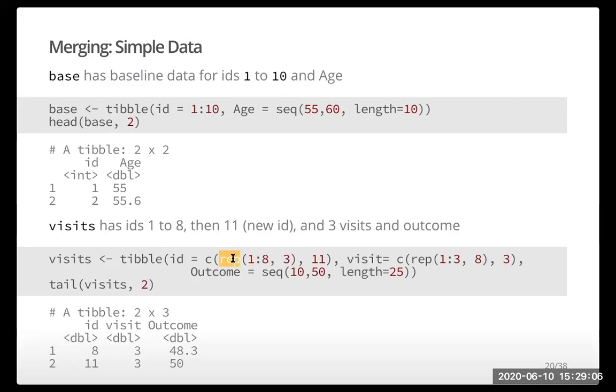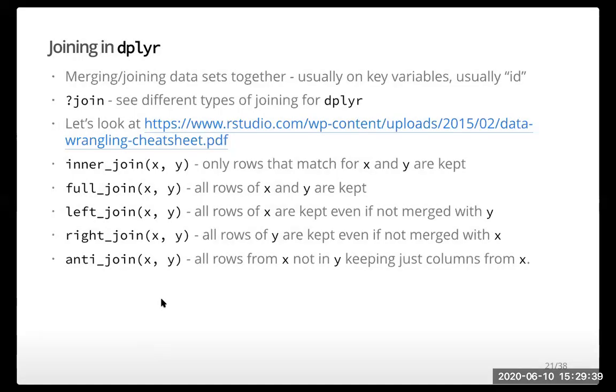Okay, so that's what we're doing. We're saying repeat 1 to 8 three times, and we're also adding this new ID 11. So for example, let's say 10 people came to the baseline visit, and then for the follow-up visits, people are coming in. IDs 1 through 8 came in and had their follow-up visit, and number 11 said, hey, I missed the baseline visit, but I'm here for my follow-up. And so number 11 had some sort of outcome at their third visit, but missed everything else, for example. So these are just two basic data sets that we'll be using to show how different joins work.